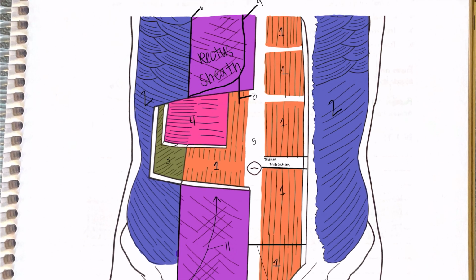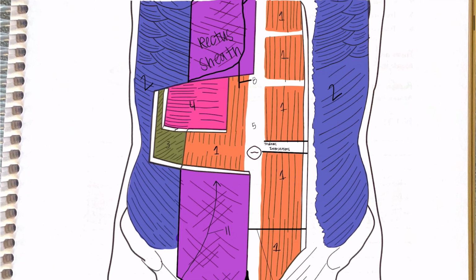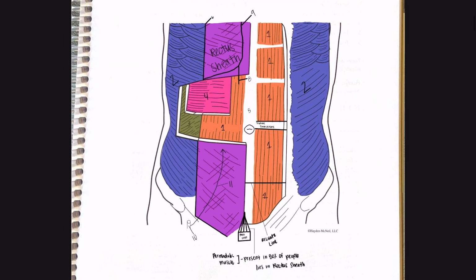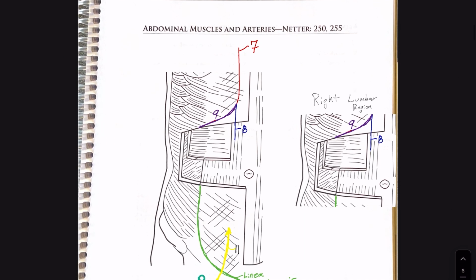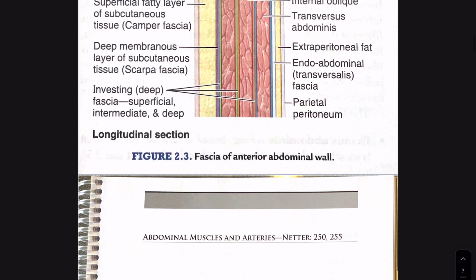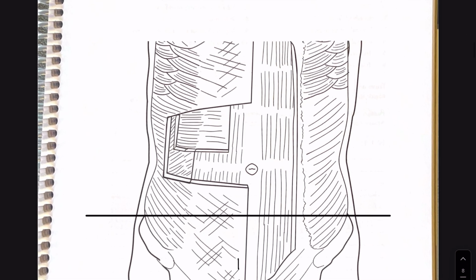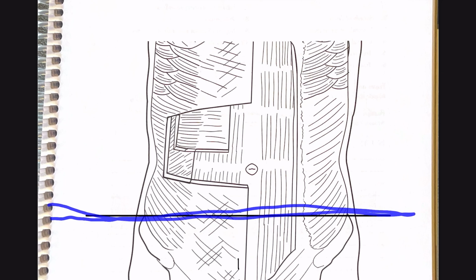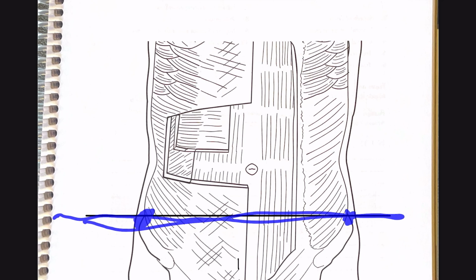We need to then talk about the arcuate line. Let's go down to this one right here, our arcuate line. So you have the top of your iliac crest, or some people call them your love handles. If you draw a line straight through there, that's your arcuate line.